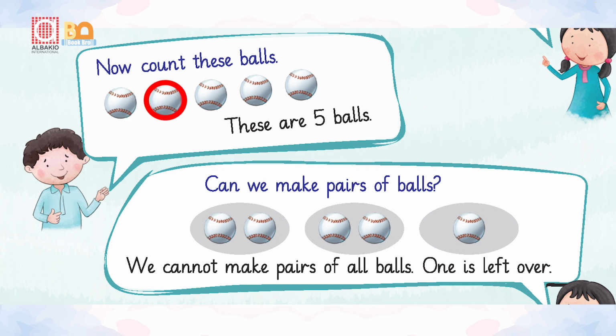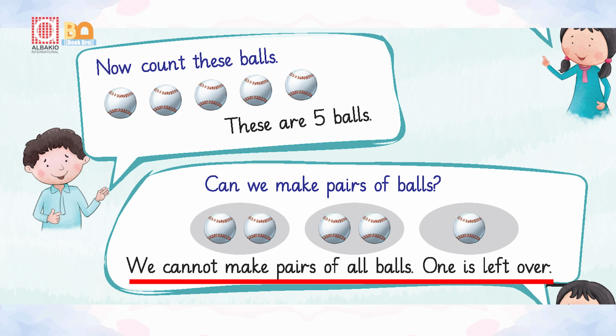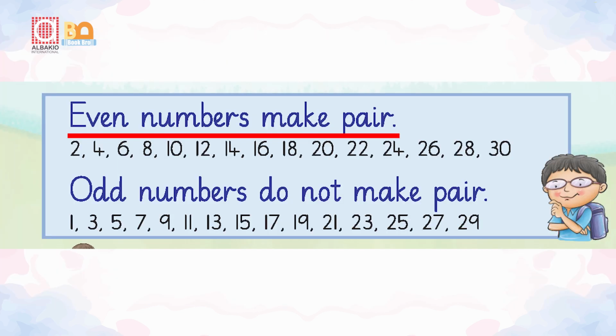Let's count these balls. 1, 2, 3, 4, 5. These are 5 balls. Can we make pairs of balls? We cannot make pairs of all balls. One is left over. Remember, those numbers which make pair are called even numbers.